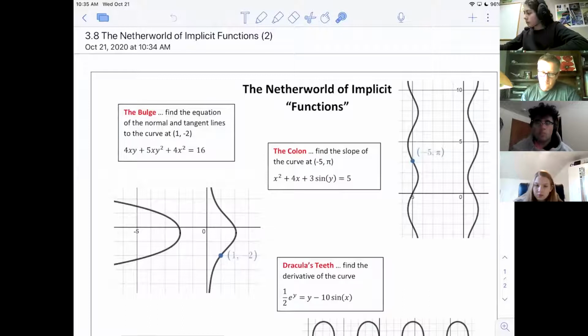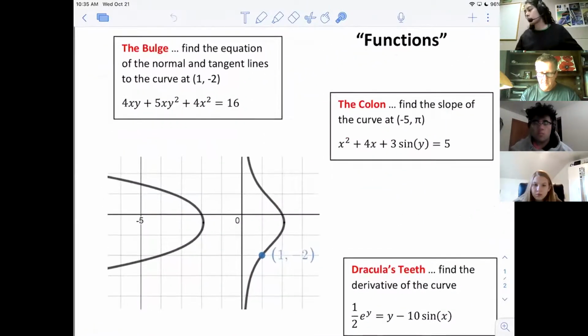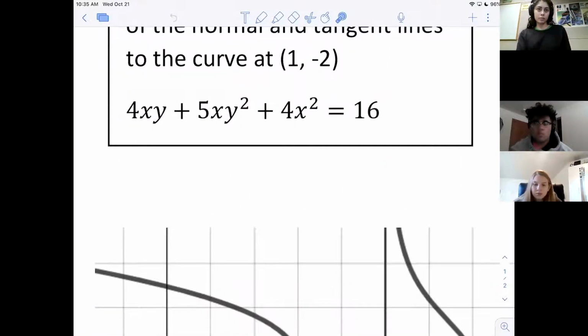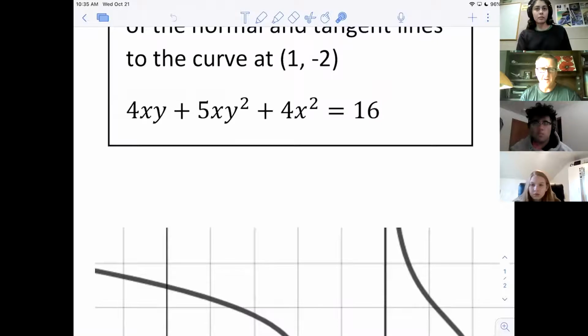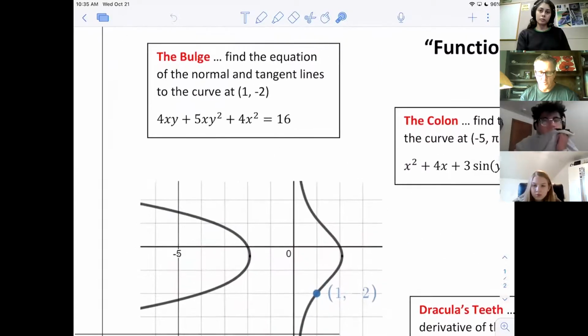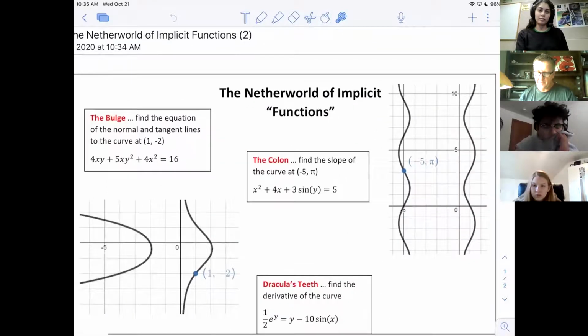I had some kind of fun with this, if you will, nerd fun, like this equation here, 4xy + 5xy² + 4x² = 16. That's not terrible. There's no e's in it, no sines in it. Notice there's a whole bunch of chain rule and a whole bunch of product rule in it. But notice it came up with a cool looking graph. I thought it looked like a bulge, so I called it the bulge. Do you know your anatomy and physiology?